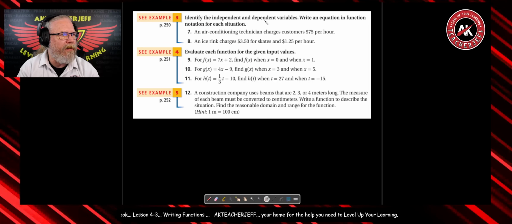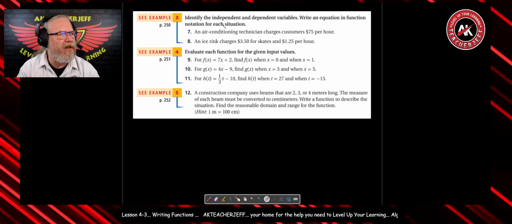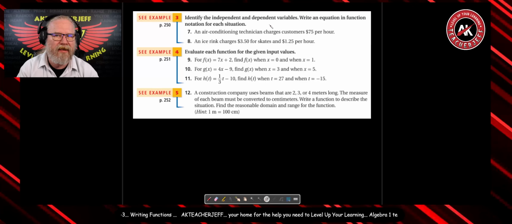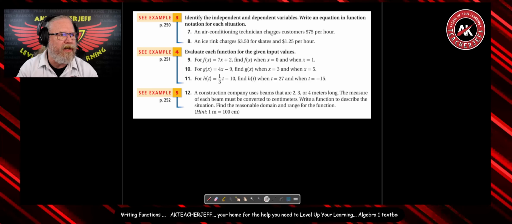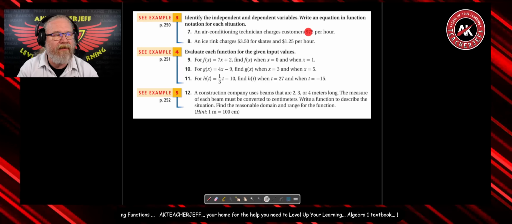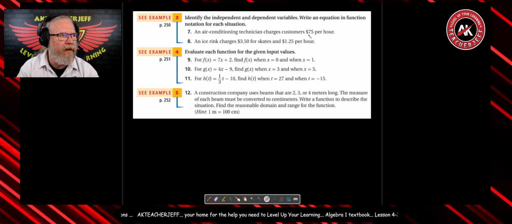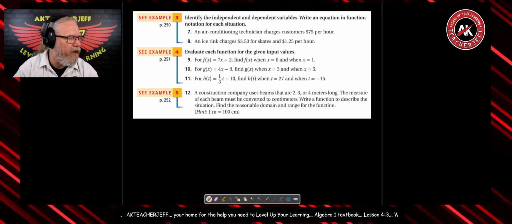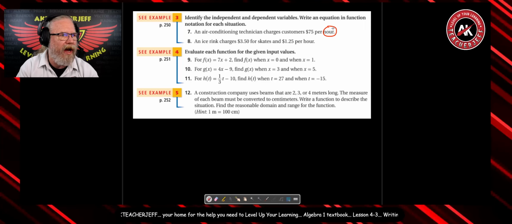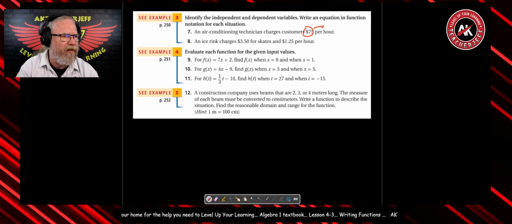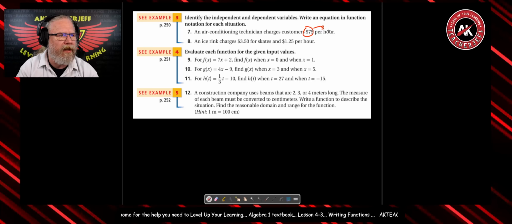Example 3, identify independent and dependent variables, and write an equation in function notation for each situation. Function notation is just using f of x instead of y. An air conditioner technician charges $75 per hour. So let's think our way through it. The number of hours determines the number of dollars. So the money depends on the amount of time.